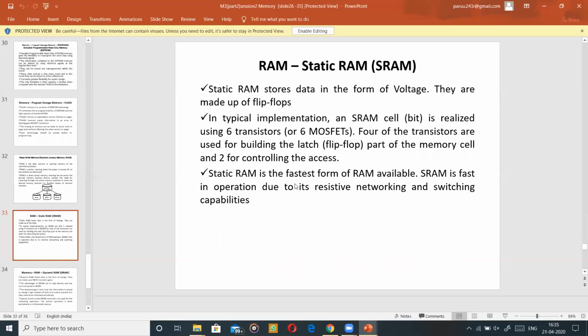So SRAM is the fastest form of RAM. It is very fast, and SRAM is fast in operation due to its resistive networking and switching capability. This we had studied extensively in the computer organization subject. So SRAM has got all these features. It is built upon 6 transistors, and made up of only transistors, so it is very fast. Accessing is very fast.